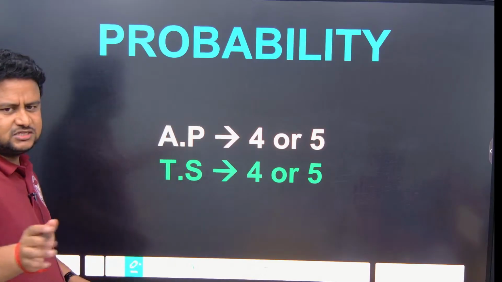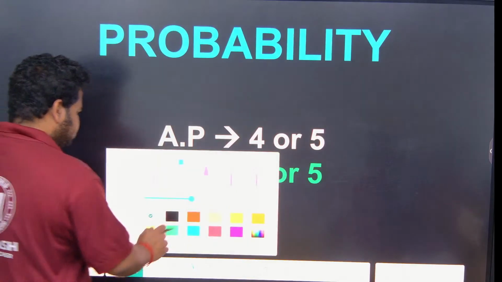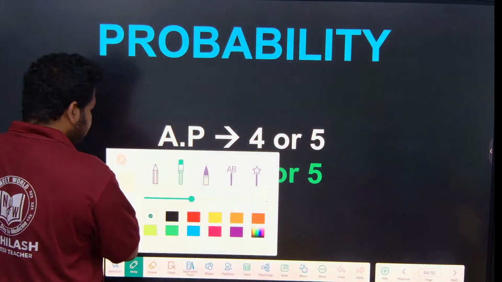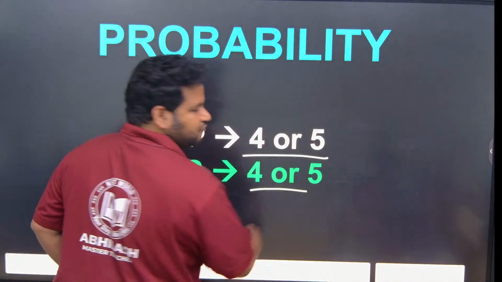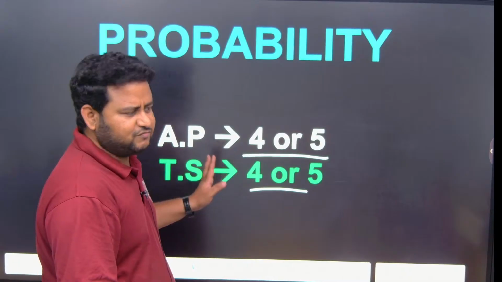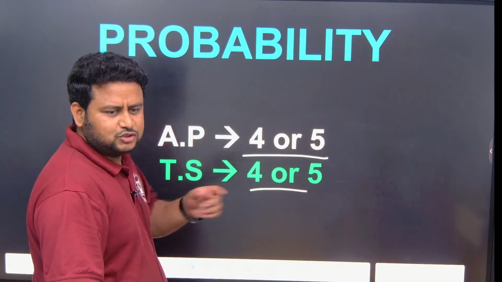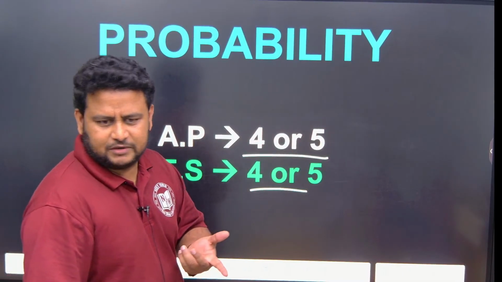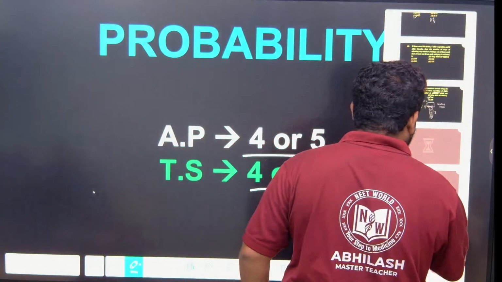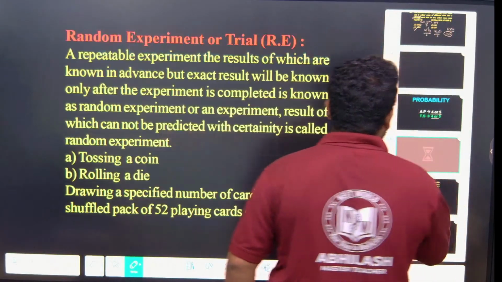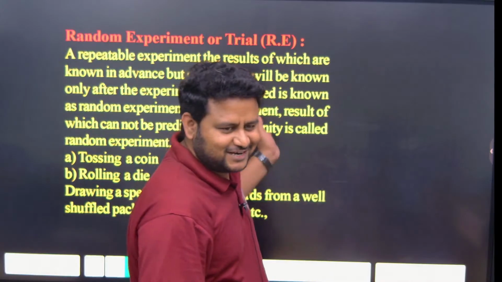So probability, listen, very important chapter. Weightage, 4 to 5 questions are coming from probability. But to do probability well, you should have the concept of permutation and combination. So what is probability? All that extra talk we don't want. We start directly with the concept.